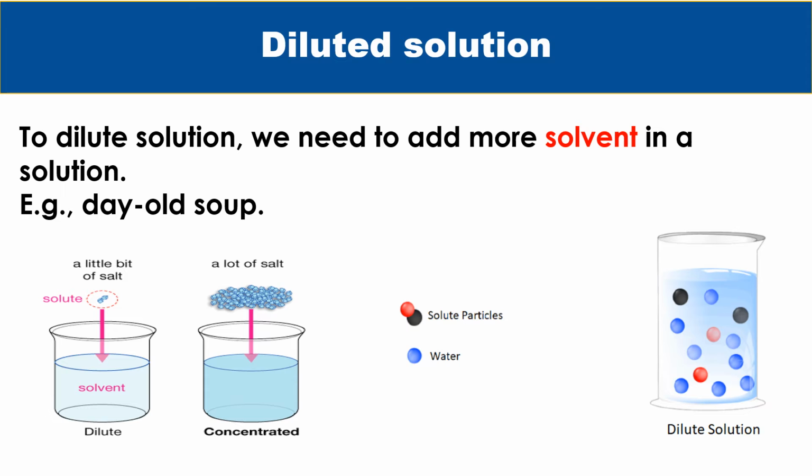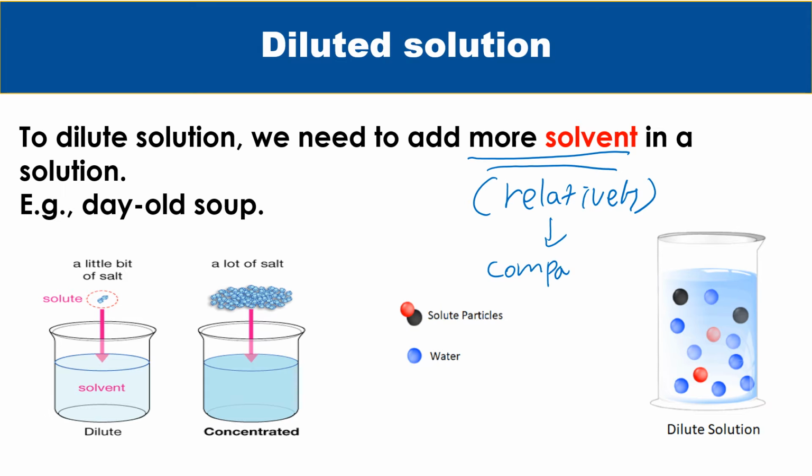Let's look at a diluted solution. A diluted solution is way more straightforward. We just have more solvent. And I like to say relatively more solvent compared to the concentrated one. And that's obvious when you look at the diagram on the right side. I'm not even going to bother counting.